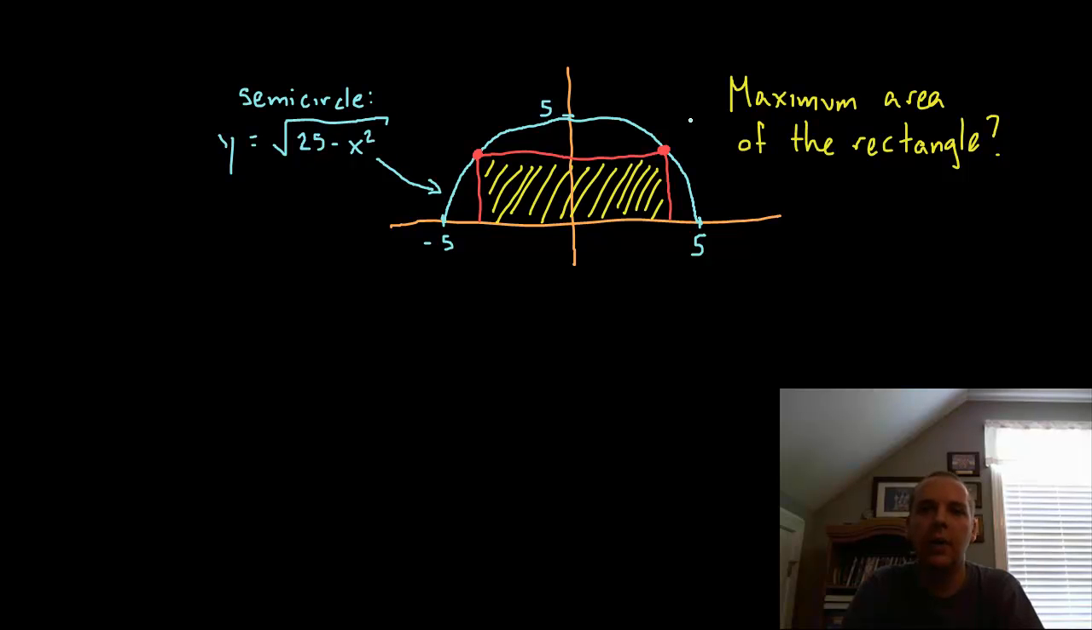Okay, here we're going to solve another of the classic optimization problems. For this problem, we're trying to find the maximum area of this rectangle we can, but it's got to be bounded within this semicircle given by this equation y equals the square root of 25 minus x squared. So that would be half of a circle of radius 5.